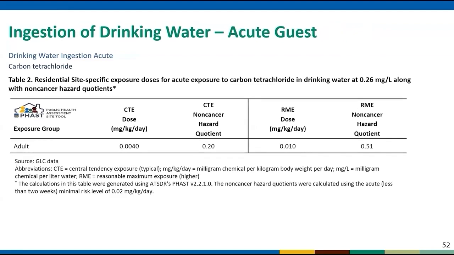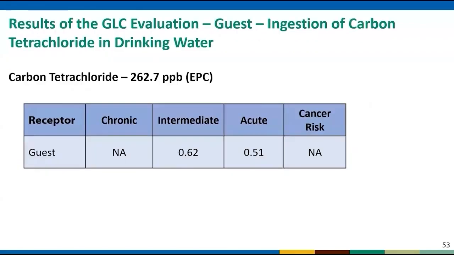This table shows the FAST acute results for the house guest. The results show an acute RME HQ of 0.51.